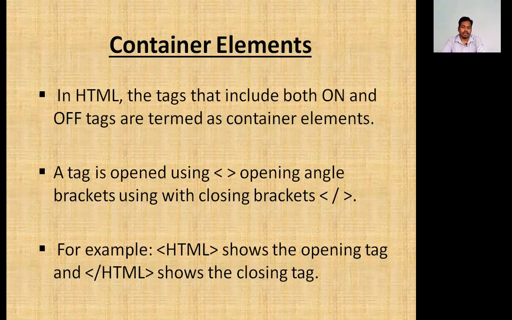So I think you understood the first line. In HTML, the tags that include both on and off tags are termed as container elements. Why is it known as container elements? Because that tag is opening, and after that, it is closing. In between, we are writing something because it is containing something. Between open and close, it is containing something, some paragraph, like that of the body tag. Body is opened and body is closed. In between that, we will write paragraphs, right? We will change the font of that paragraph, writing some tags.